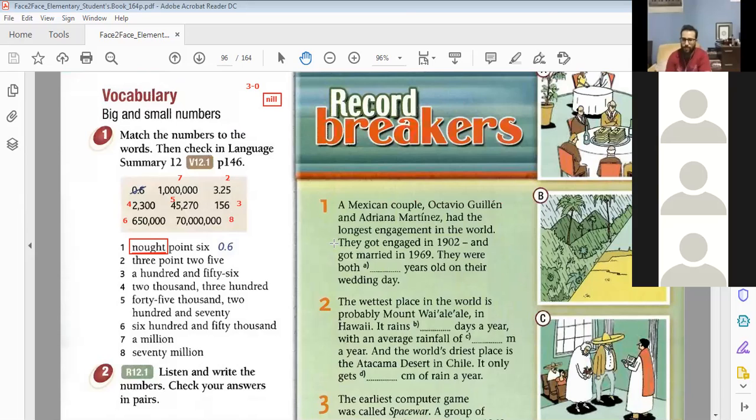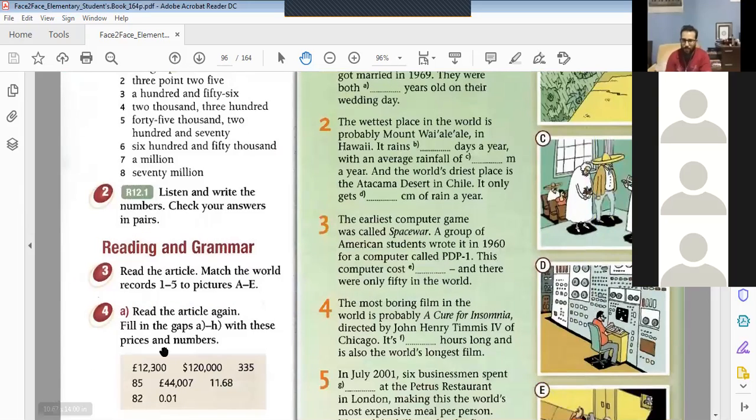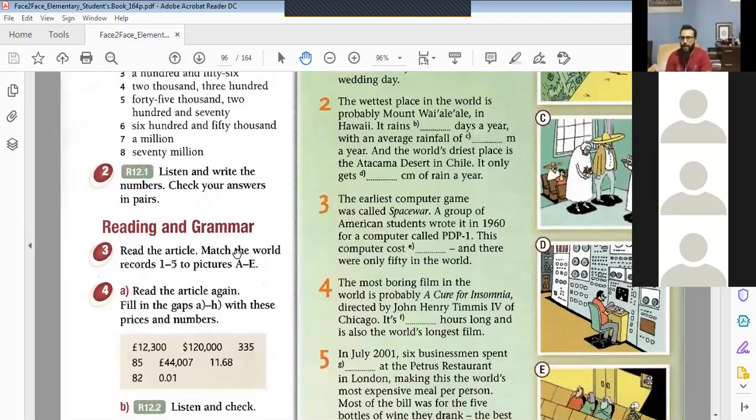All right. So these are some numbers, and we are going to use these numbers. There's a summary. Check. We're going to use these numbers in the article, I think. All right. So read the article. Match the world records 1 to 5 to pictures A to E.